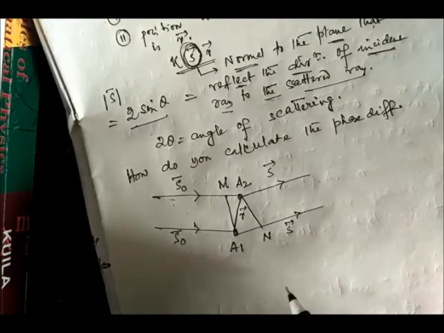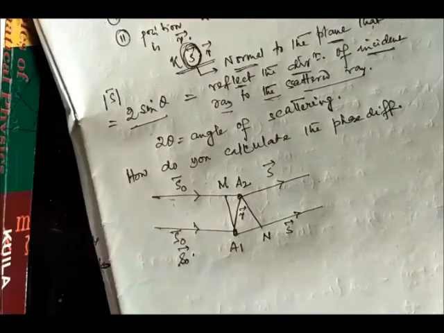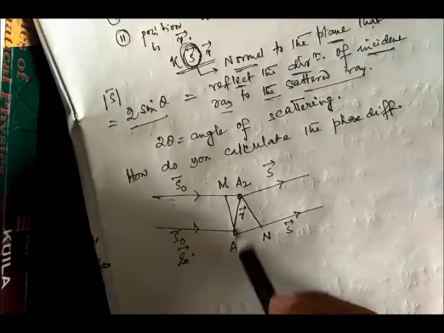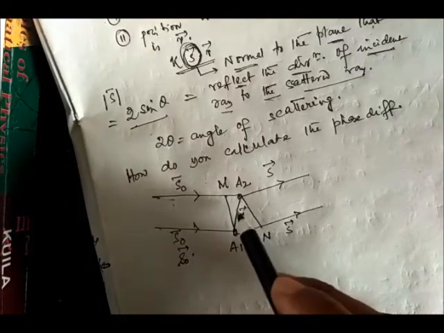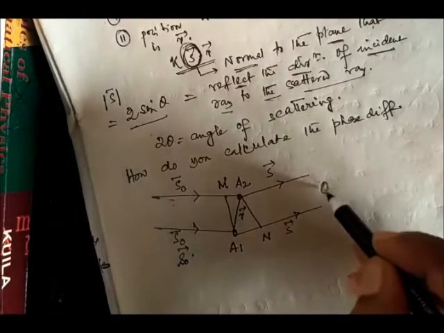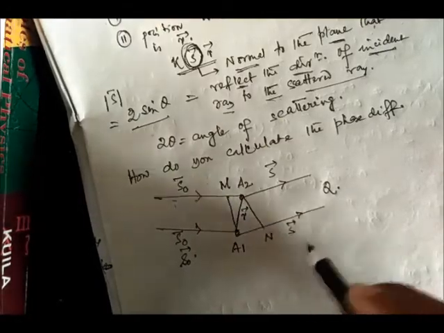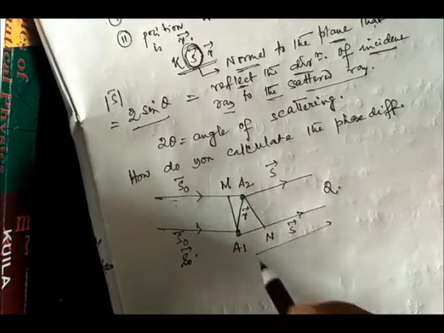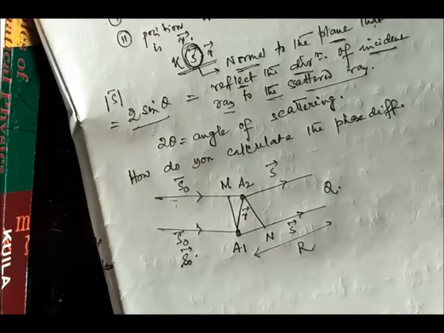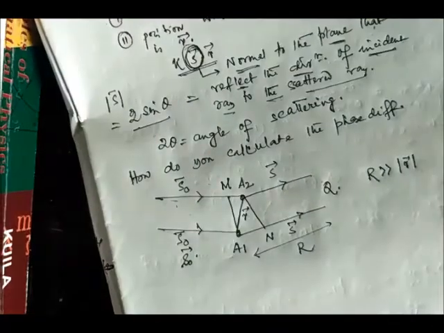okay, now assume that the direction of this incident wave normal is represented by S0, this vector, and A1 and A2 scattered the incident wave, and we consider the phase difference between two scattered wavelets that are arriving at some point Q, which lies at a distance, say capital R, which is very large compared to the smaller lengths. So capital R is much, much greater than the smaller, right?